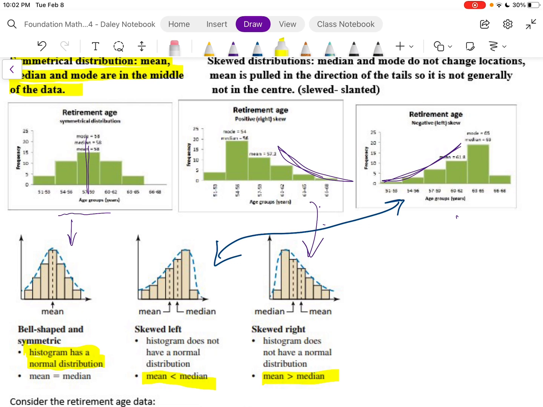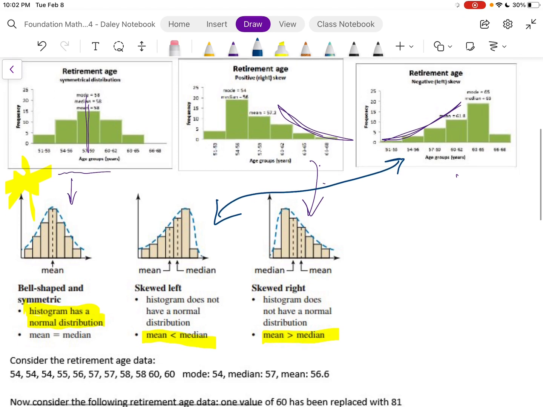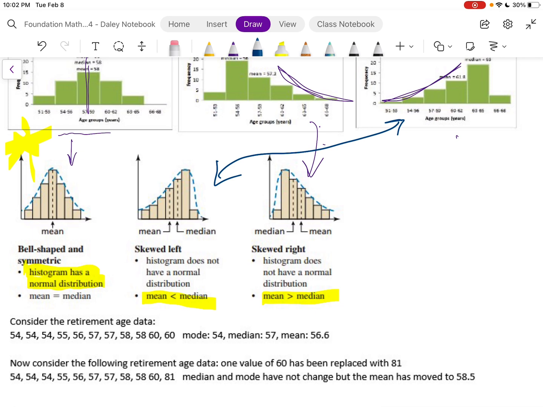So you are going to see histograms with these shapes. Again, we're going to talk about them some more. We're going to talk about especially this one, because when we get into talking about standard deviations, this one plays a big role in some of the rules we're going to use.